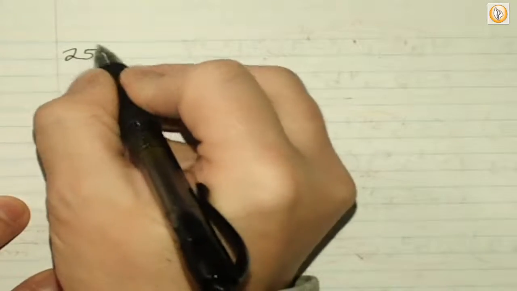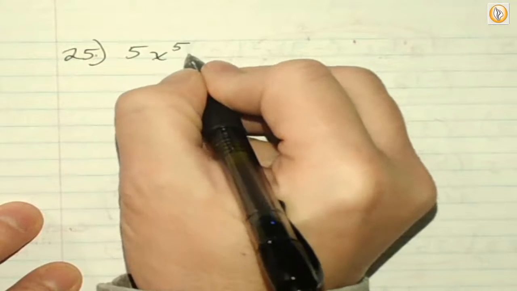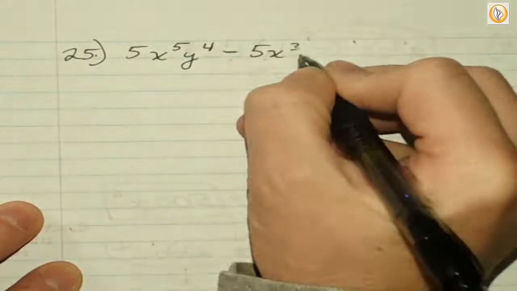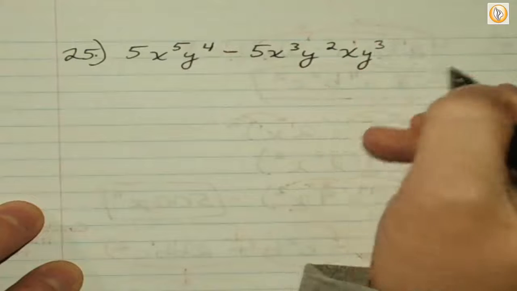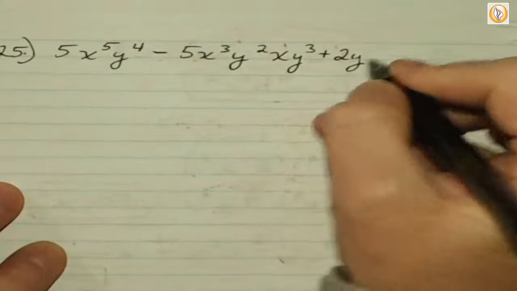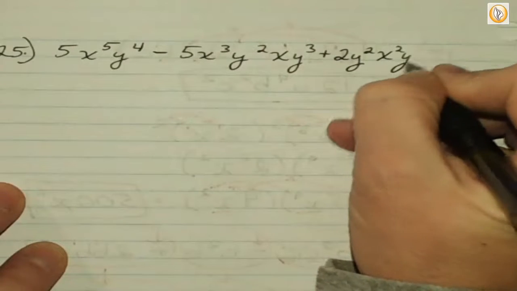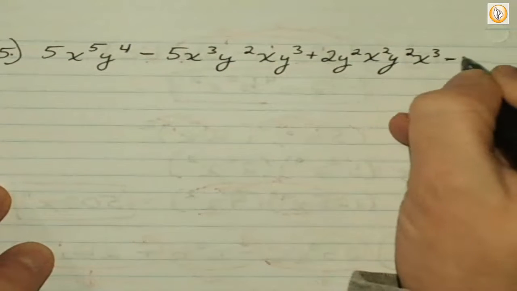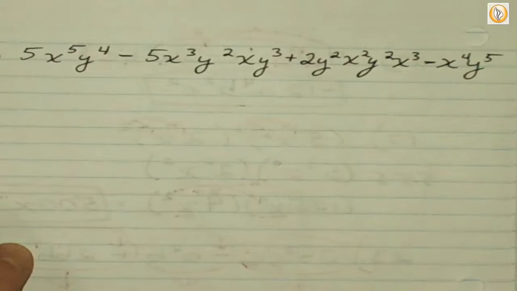25. 5x to the 5th power, y to the 4th power, minus 5x cubed, y squared, x, y, oh, I'm running out of space, cubed, plus 2y squared, x squared, y squared, x cubed, minus x to the 4th power, y to the 5th power.